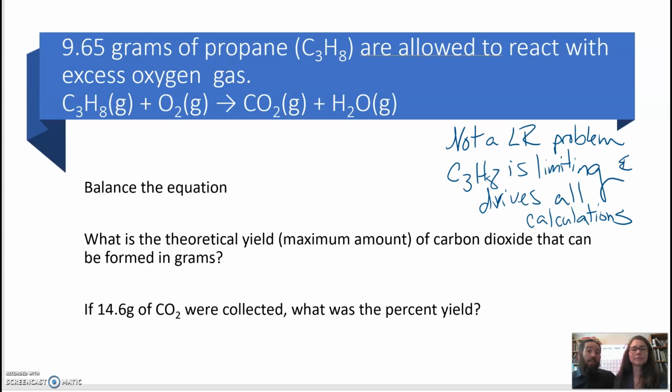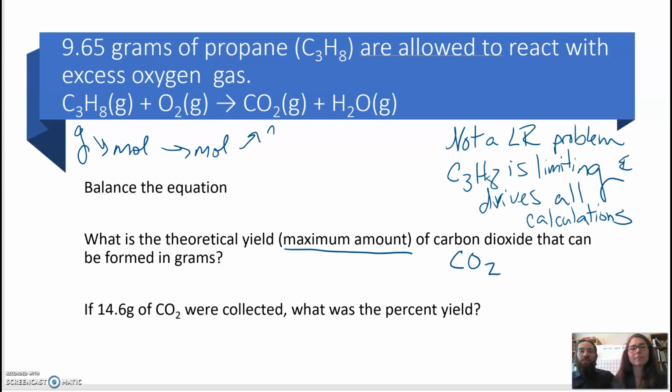They want to know what is the theoretical yield that can be formed. That's going to be based on the 9.65 grams of propane. We're going to use that mass, go to moles, then go from moles of propane to moles of CO2, and then to grams. That'll be the theoretical yield. Now, notice at the bottom, if 14.6 grams were collected, that's the actual. We ran the experiment and measured, and 14.6 is what we actually got. This is probably going to be less than the theoretical yield, but we're going to use this along with the theoretical yield to get the percent yield.